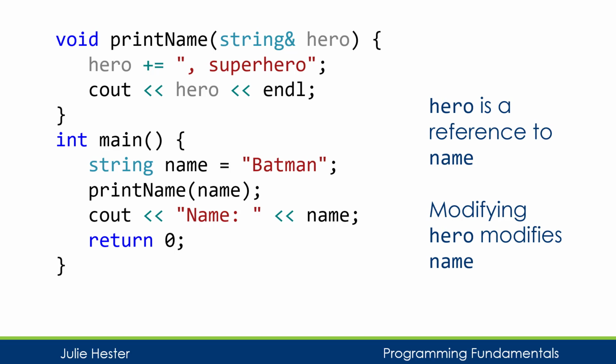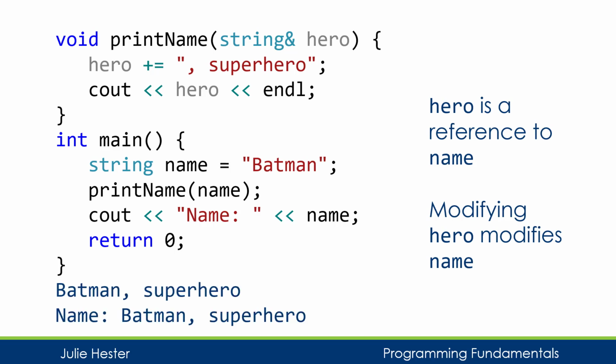And then when this program runs, inside print name, again, it will print the same thing it printed before, Batman, superhero. But this time when main prints the value in name, it's printing the changed value, Batman, superhero. So the only difference in this program that I made was adding the ampersand, and that now changes the parameter to be a reference instead of a copy.